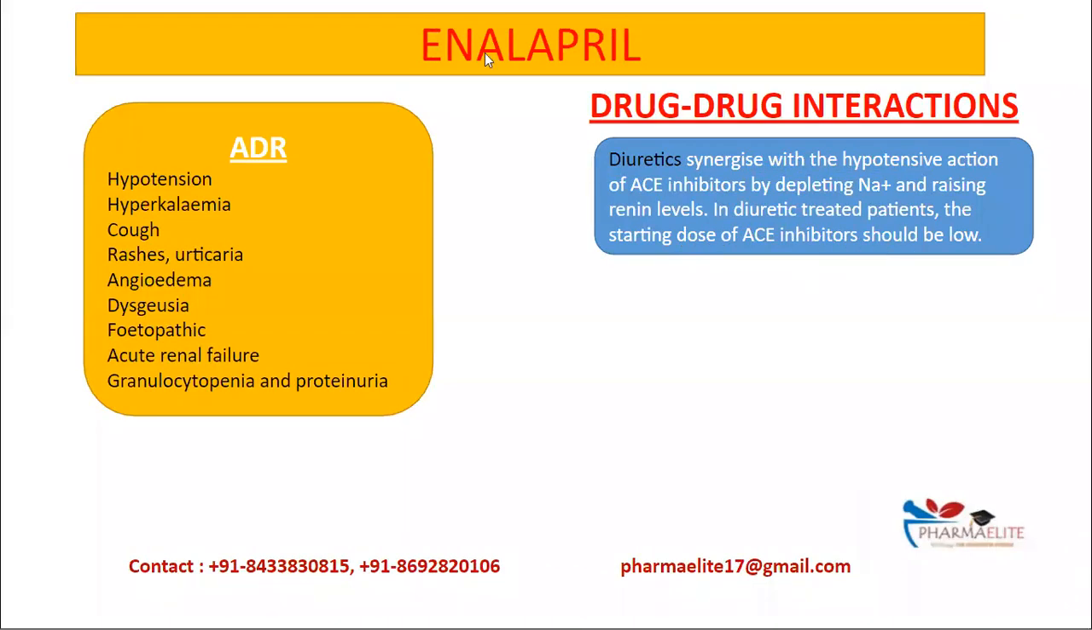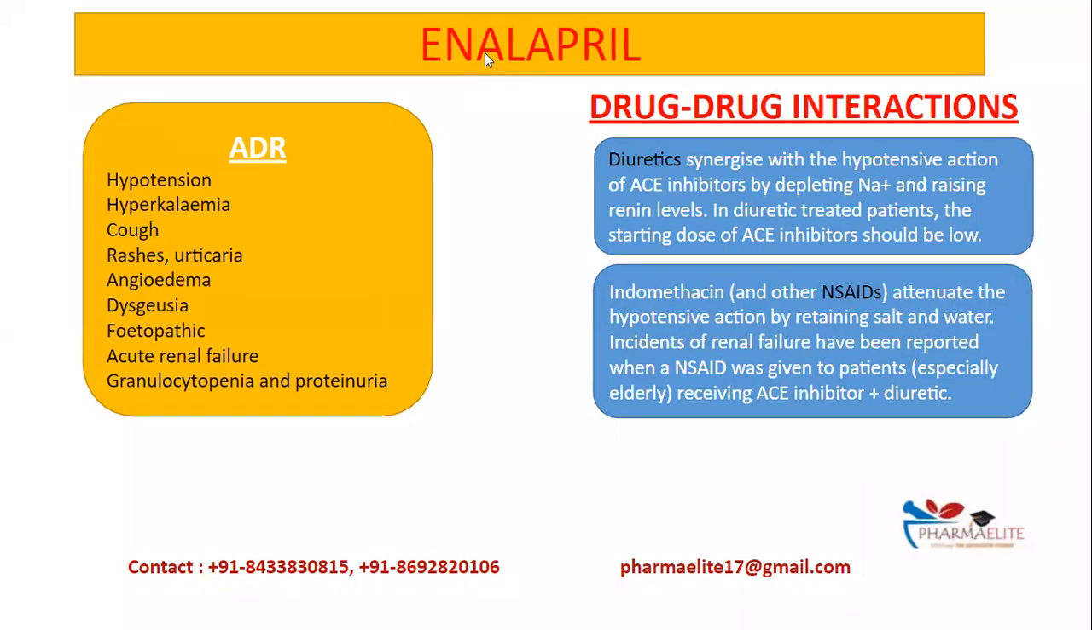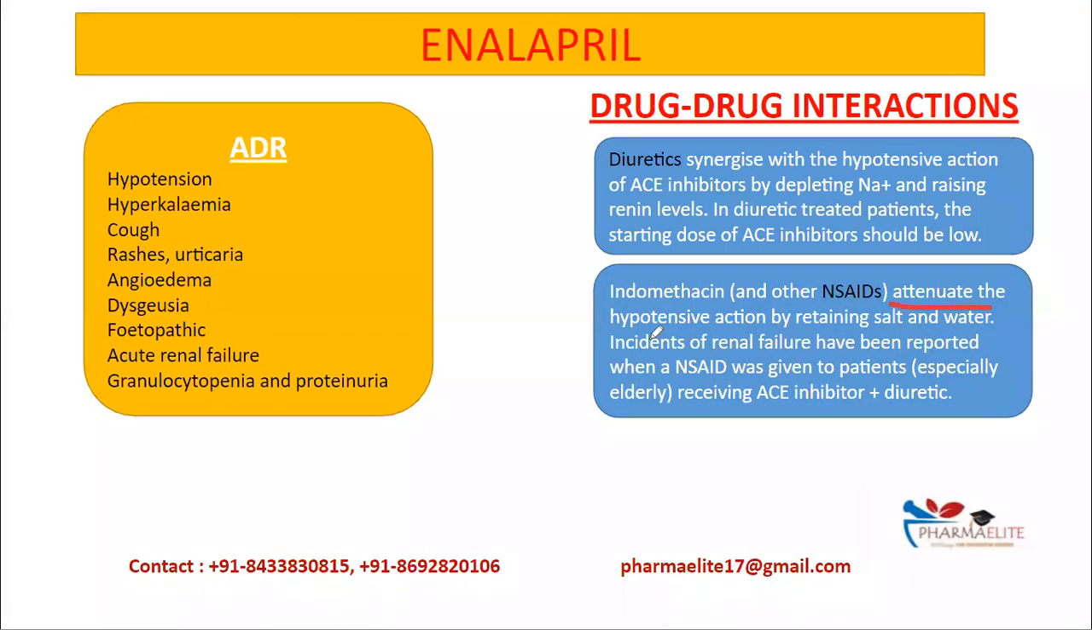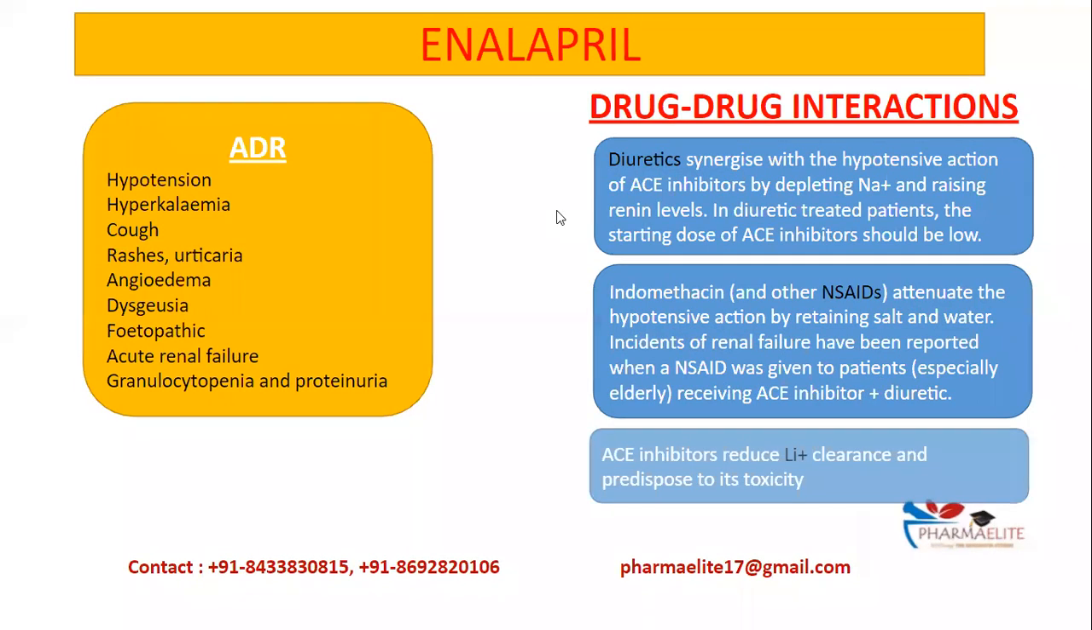Next is with NSAID. So indomethacin or any other NSAID will attenuate the hypotensive action. Okay, this is important. It will attenuate. Diuretics were causing synergism with the hypotensive action, but NSAIDs will attenuate the hypotensive action. Attenuate means it will reverse the hypotensive action by retaining salt and water. So that's why incidents of renal failures have been reported when NSAID was given to a patient who was receiving ACE inhibitors plus diuretic.